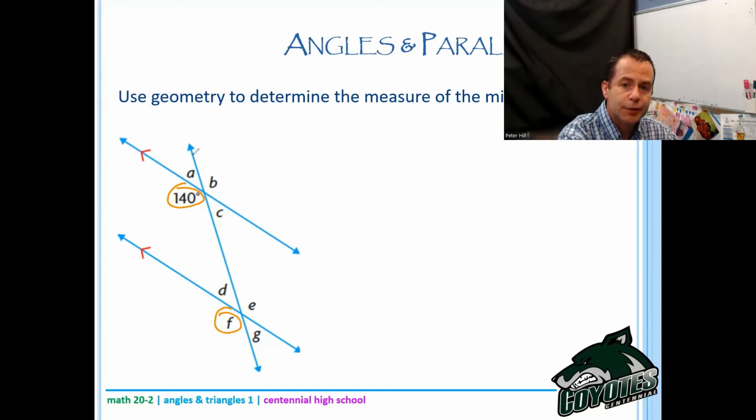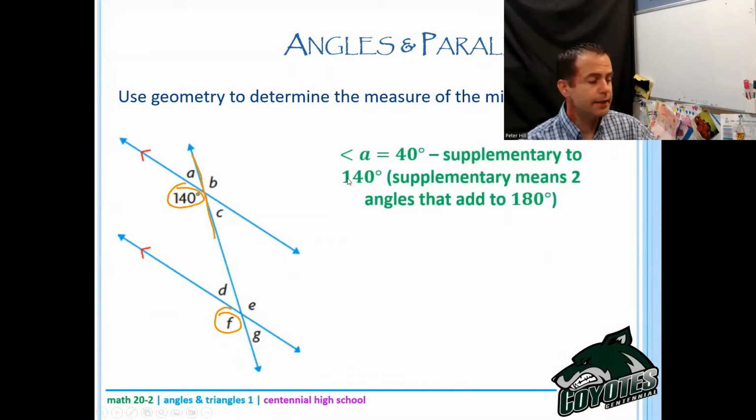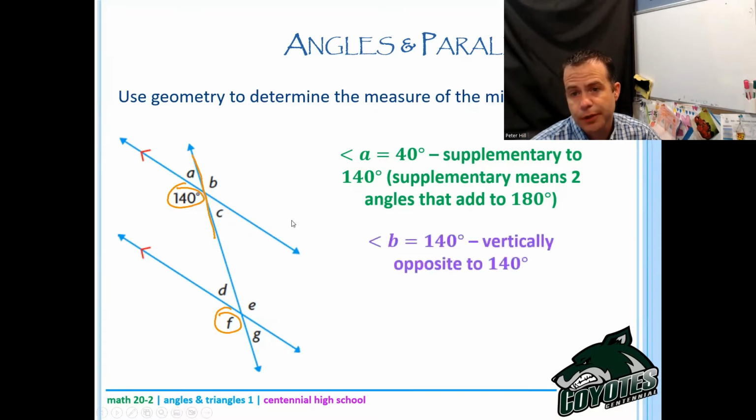I know that this is a straight line, and I know that all angles that form a straight line together have to equal 180. That's called supplementary. Supplementary means they add up to 180. So I can go 180 minus 140 to get my A value. I shouldn't have said 180 minus 40 there, sorry. 180 minus 140 gives me that 40. B is vertically opposite to 140, so it's also 140.